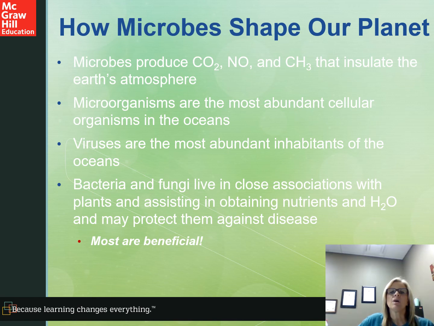Microorganisms are also the most abundant cellular organisms found in the ocean, which is actually quite phenomenal if you think about it. The ocean is vast and very, very large. Viruses are also the most abundant inhabitants, but those are acellular inhabitants. So that's the difference there. Microorganisms are the most abundant cellular inhabitants, and viruses are the most abundant acellular inhabitants. So you probably want to add that in here.